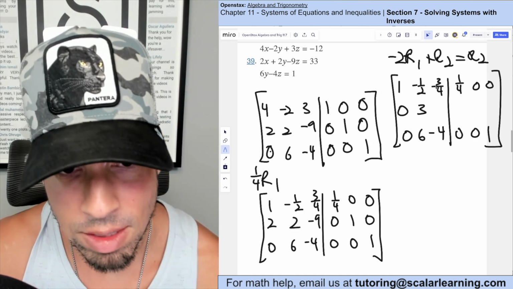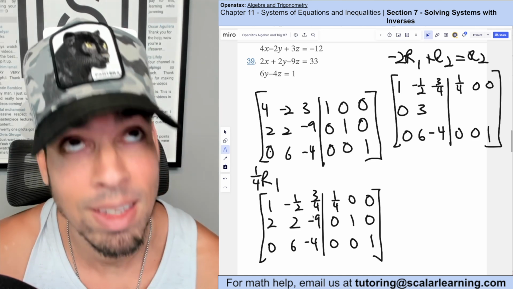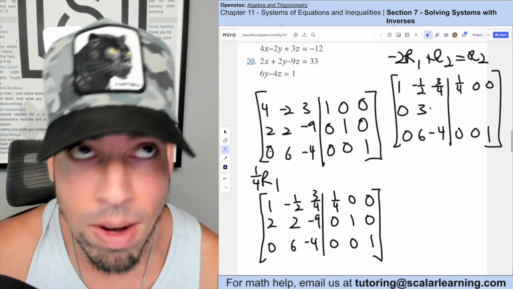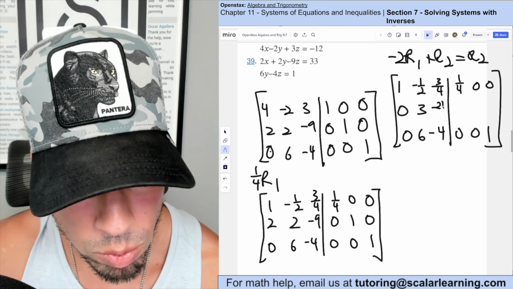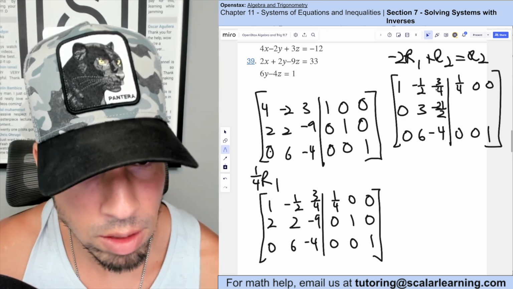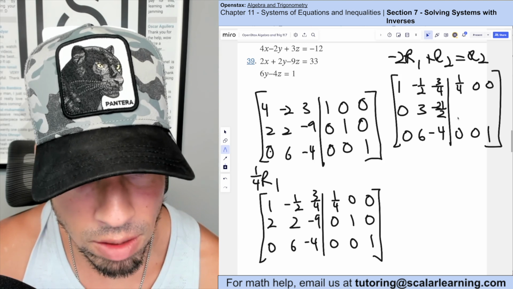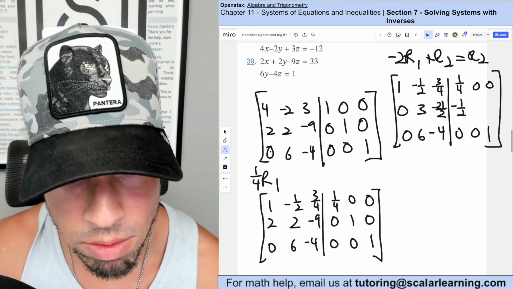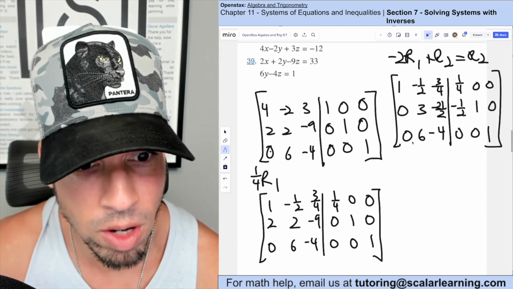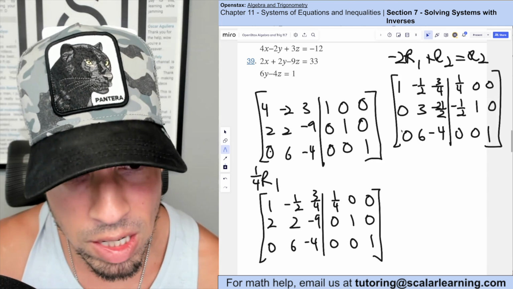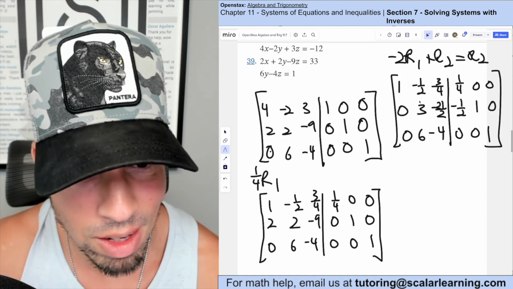Negative 2 times that is negative 3/2 plus negative 9 is negative 10.5, which is the same as negative 21 over 2. And then we've got times 1/4 is negative 1/2 plus 0 is negative 1/2, times 0 is 0 plus 1 is 1, times 0 is 0 plus 0 is 0. There we go. Okay, great. So we got double zeros here. So column 1 is done. Now let's go to column 2.